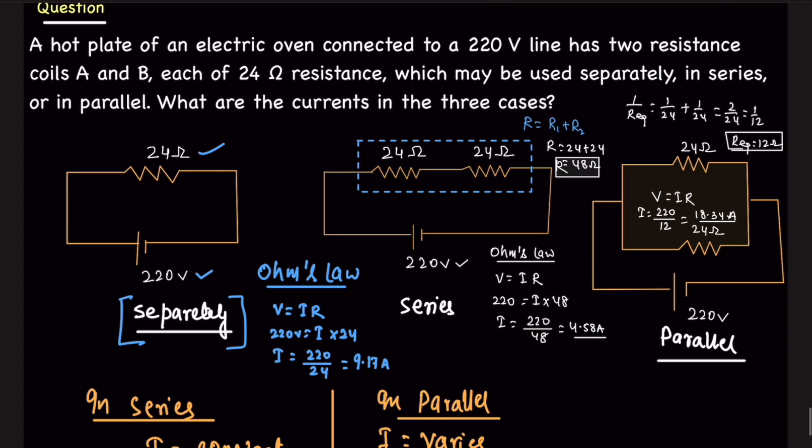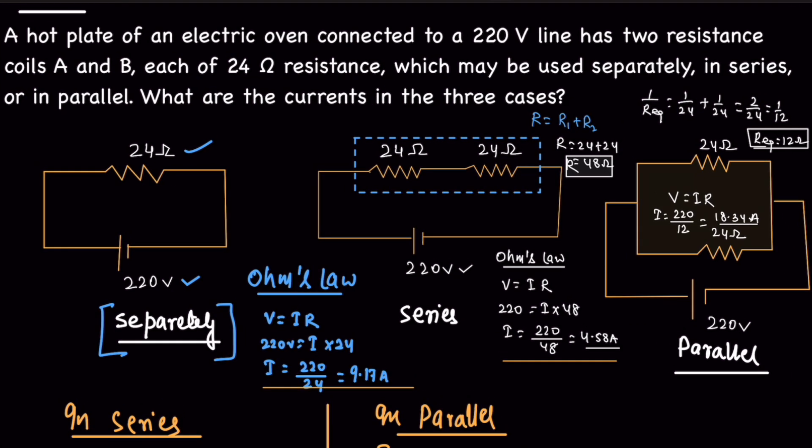So this is the answer of the current in different cases. In the first case, the current is 9.17 ampere. In the second case, current is 4.58 ampere. And in the third case, current is 18.34 ampere. This is the answer of this question.